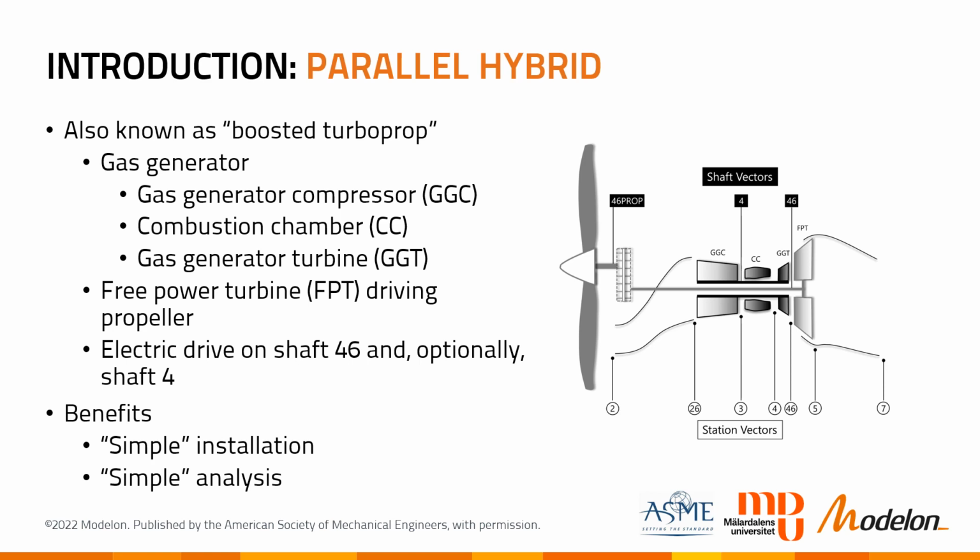We then assemble the parallel hybrid by attaching an electric drive to the free power turbine shaft, which is labeled 46 here. And optionally, we can also add an electric drive to the gas generator shaft labeled 4 here. And there are some benefits of this concept. It's still relatively simple to analyze and also install on the aircraft.